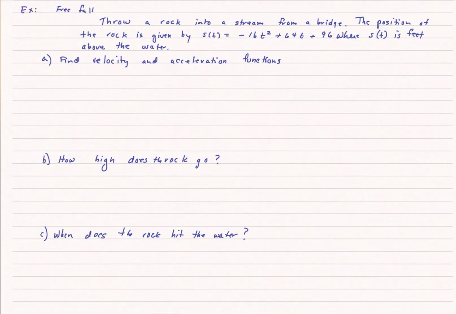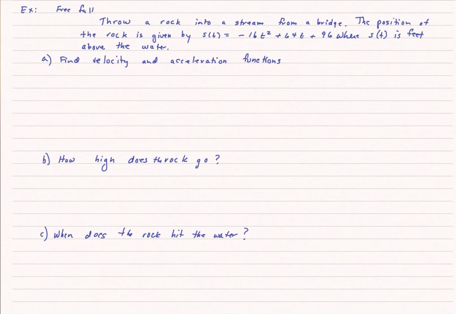Let's do another example. This is an example of free fall. Let's throw a rock into a stream from a bridge. The position of the rock is given by the equation s of t equals negative 16t squared plus 64t plus 96, where s of t is feet above the water. We want to find the velocity and acceleration functions, we want to know the maximum height of the rock, and we want to know when the rock hits the water.